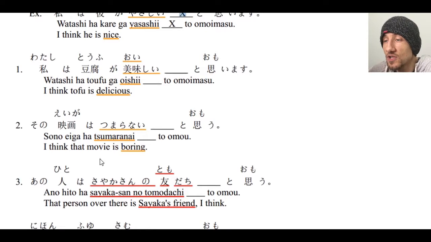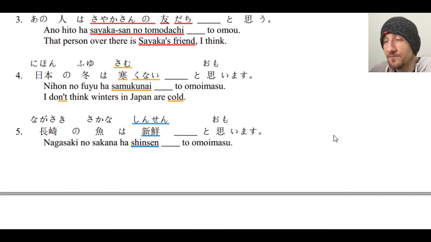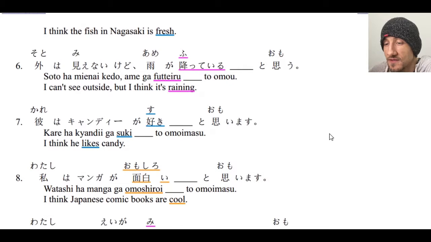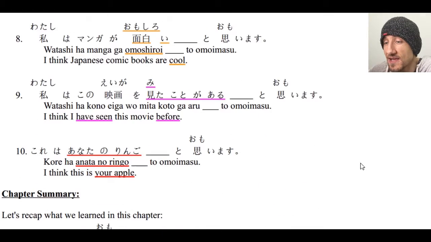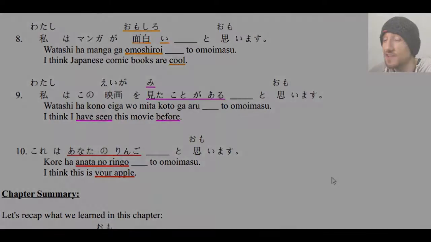Okay, so here we have numbers 1, 2, and 3. Fill in the blanks with da or an X. 4 and 5. Fill in the blanks. 6, 7, and 8. Fill in the blanks. And the last two, 9 and 10. Fill in the blanks. All right, now let's check and see how we did.